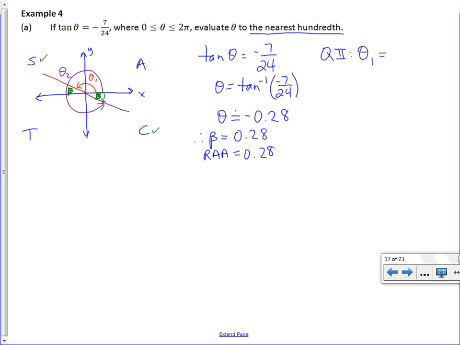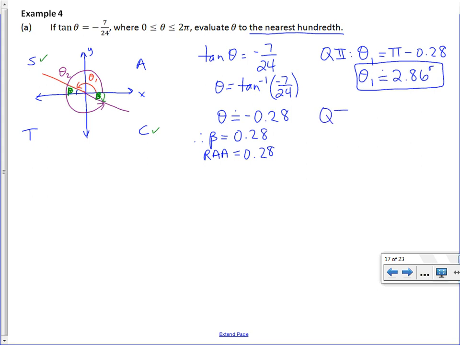So if I want to find theta 1, how am I going to find it using my related acute angle? Good. Do you guys get that? Last year, what would you do? You would relate it to going halfway. What's halfway last year was 180 degrees. Halfway this year is pi. So pi gives you half of the circle. I need to take away the beta, take away the related acute angle. So I'm going to have pi minus 0.28, so 2.86 radians. There's one option.